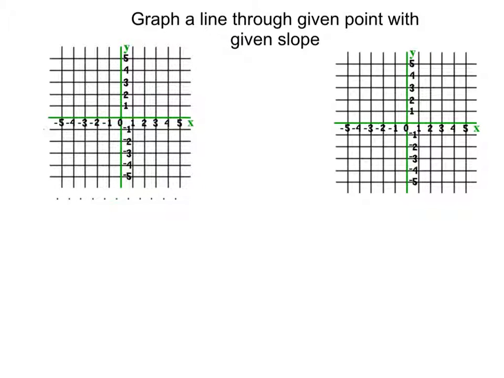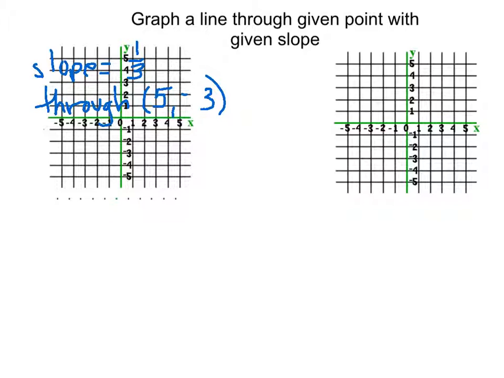Alright, this topic is called graphing a line through a given point with a given slope. So basically they're going to give you some information and they want you to graph the line with that information. So let's say that they tell you that the slope is 1/3 and it's going through the point, I don't know, how about 5, -3.